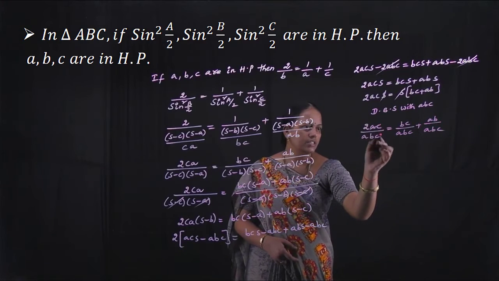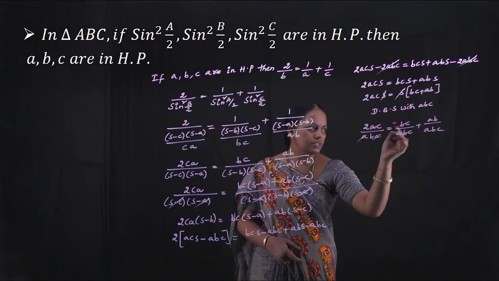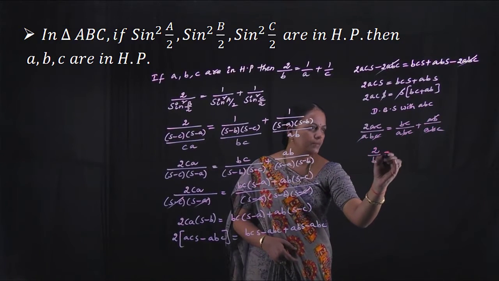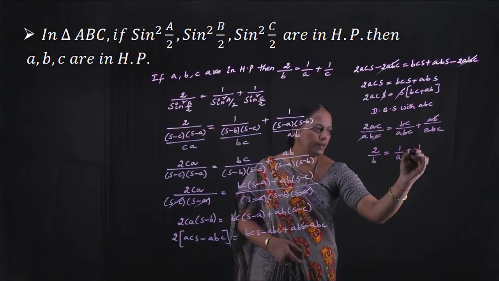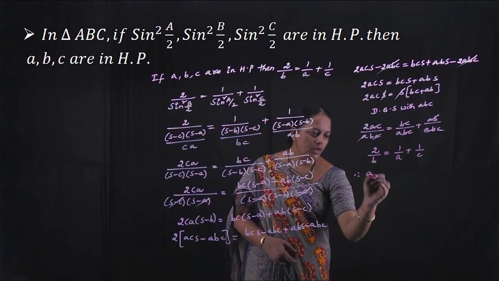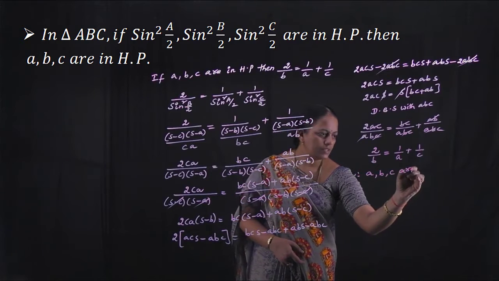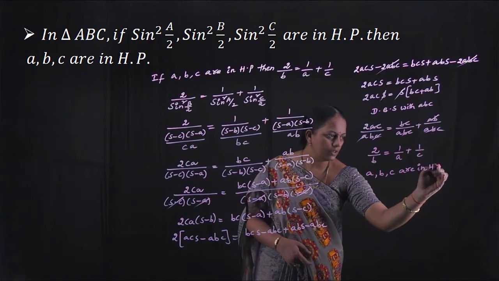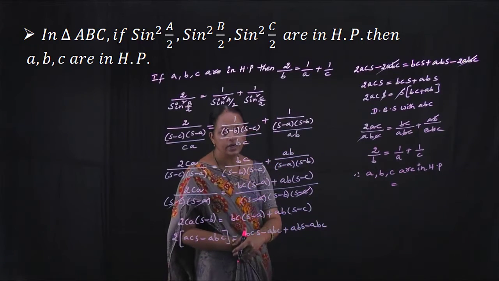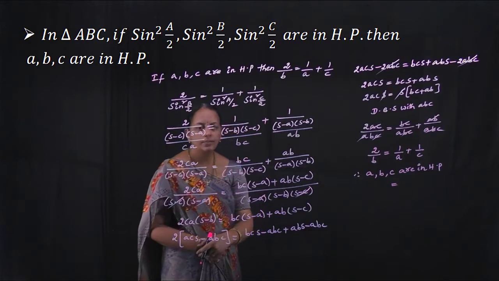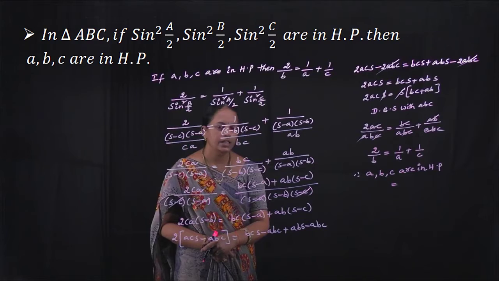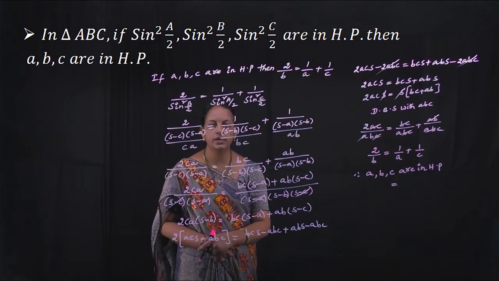Here AC gets cancelled, and here BC, here also AB gets cancelled, and the remaining part is 2 by B equal to 1 by A plus 1 by C. It represents A, B, C are in HP. 2 by B equal to 1 by A plus 1 by C. Hence we conclude that if sin square A by 2, sin square B by 2 and sin square C by 2 are in HP, then A, B, C are also in HP.